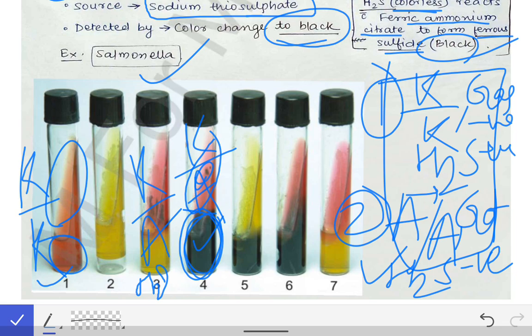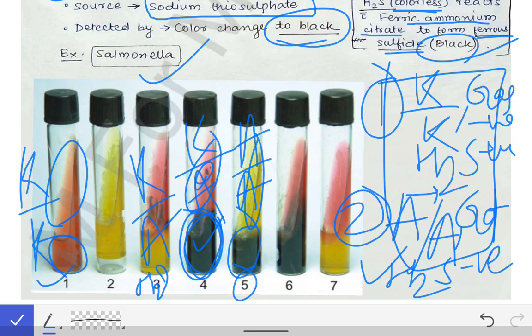What will be the reaction in the test tube number 5? Here the change has occurred in the slant, plus there has been a black color change in the butt. So we can say that it is acid over acid, that means A by A, gas negative and H2S positive. So test tube 5 is A by A, gas negative, H2S positive.